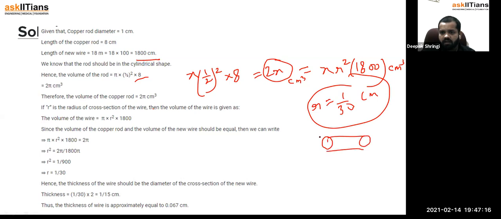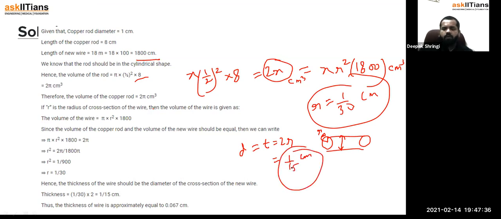Okay. So R is basically the radius of the drawn wire. But the question asks what will be its thickness. Thickness is basically your diameter. So diameter is equal to T. Your thickness is equal to 2 times R. If your R is 1/30, then T will be 2 into 1/30, that is 1/15 centimeter. I hope guys this is clear.